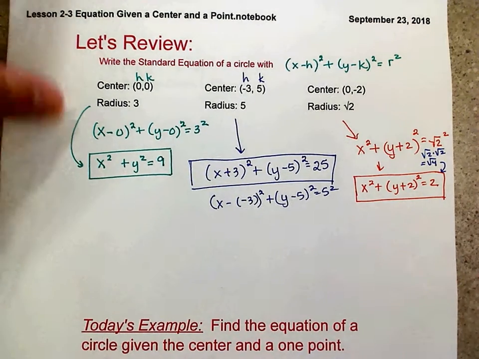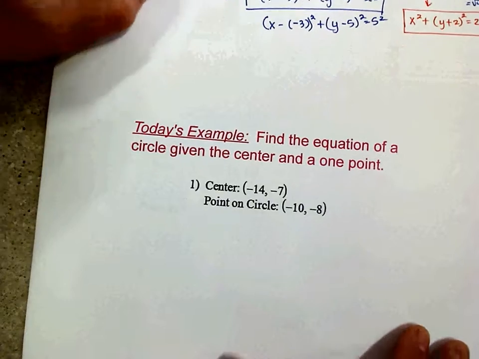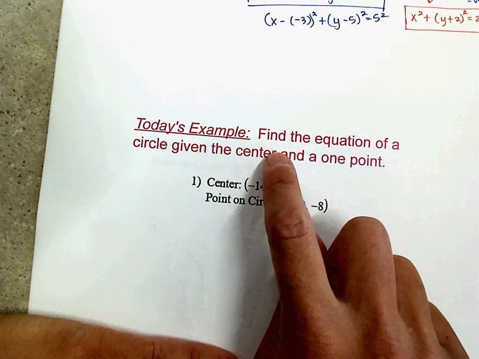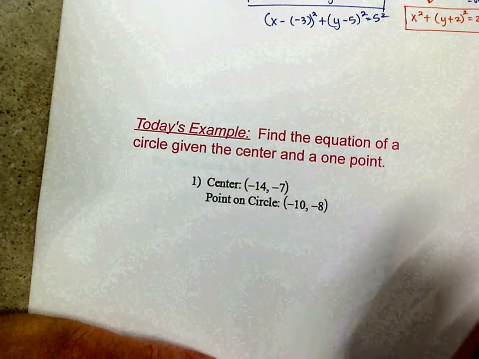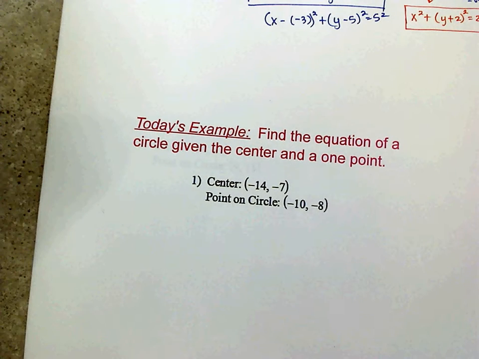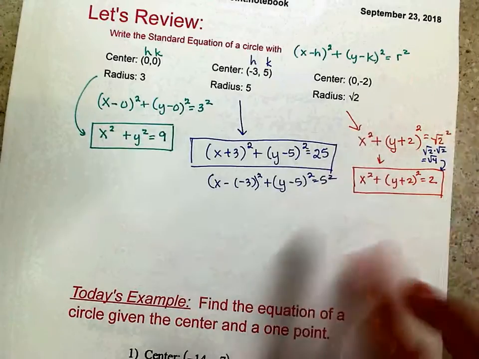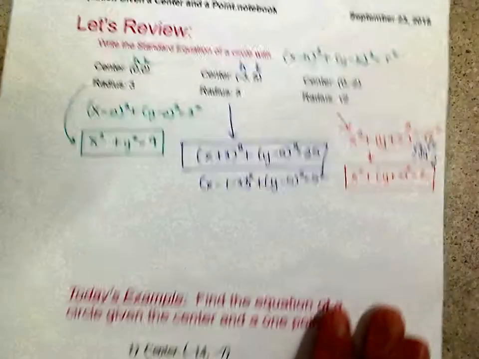Let's look at today's example. Find the equation of a circle given the center and 1 point. Now, you are given a center and you are given a point on a circle. Therefore, you are missing something. In the equation, you are always looking for a radius. So here we need to go find our radius.